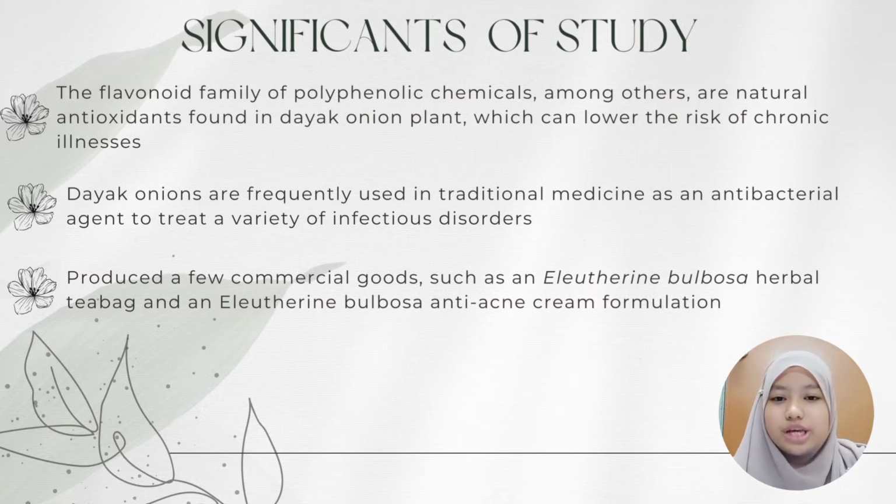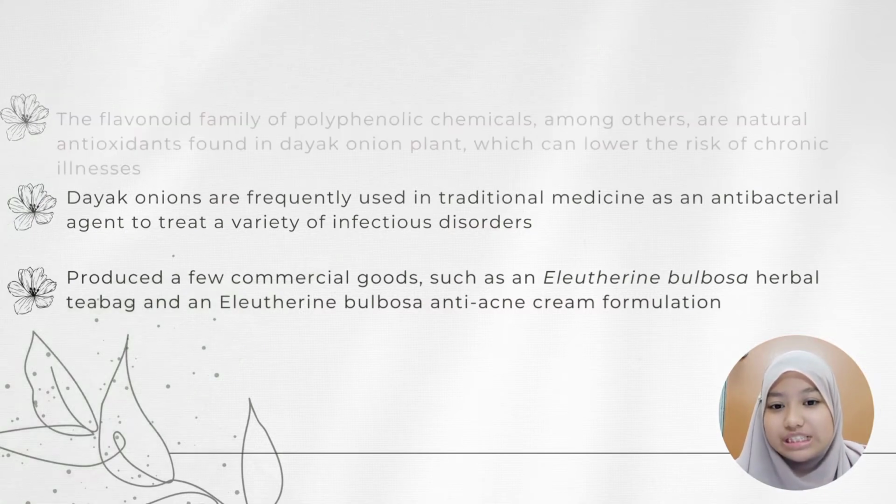The significance of the study is that the flavonoid family is one of the natural antioxidants found in E. bulbosa, which is able to lower the risk of chronic illness, and bawang dayak is frequently used in traditional medication as an antibacterial agent, and it also produces some commercial products like tea bags or anti-acne cream formulations.